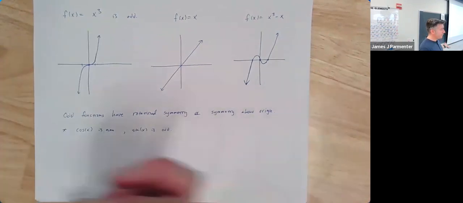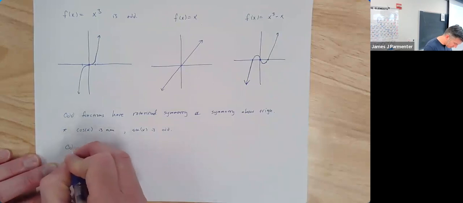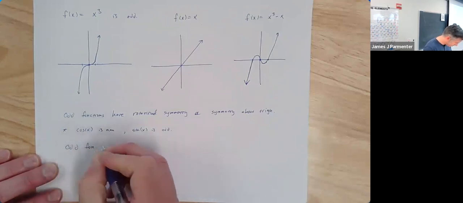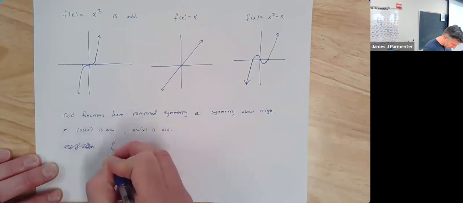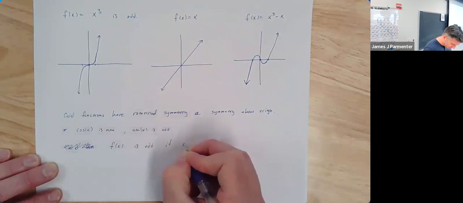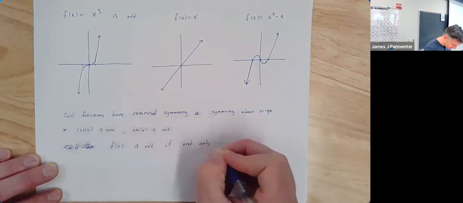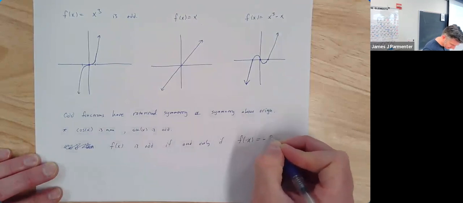And then the way you would check for oddness is similar to how you would check for evenness, except instead of wanting f of negative x to equal f of x for odd functions, what I want to write is f of x is odd if and only if f of negative x is equal to negative f of x.